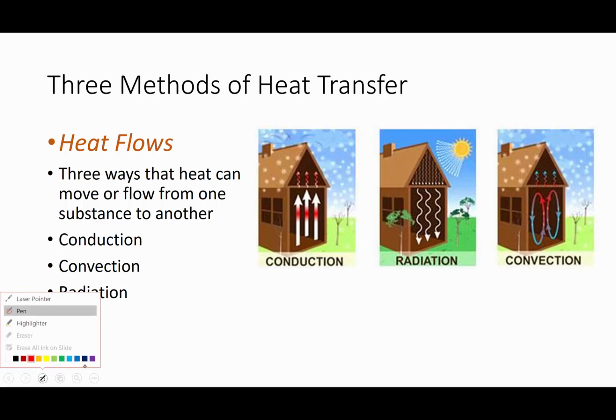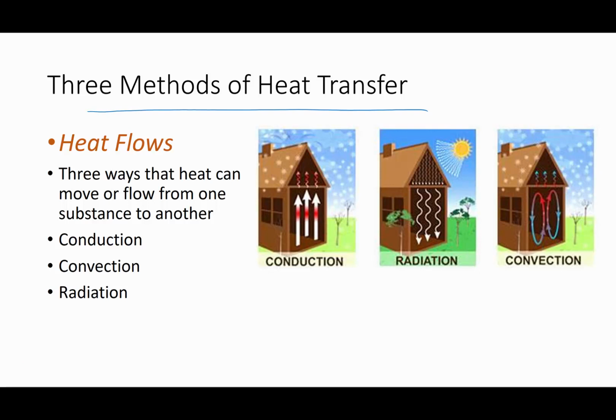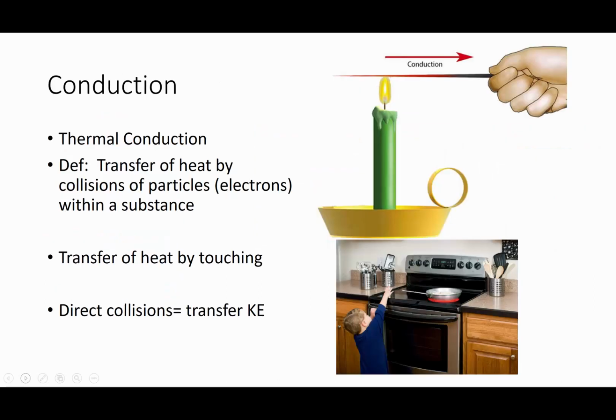Hello, ladies and gents. We're going to talk about how heat transfers from one place to another. And there are three primary ways that heat can flow. They're called conduction, convection, and radiation. And in this video, we are going to talk about conduction. In subsequent videos, we're going to talk about convection and radiation.